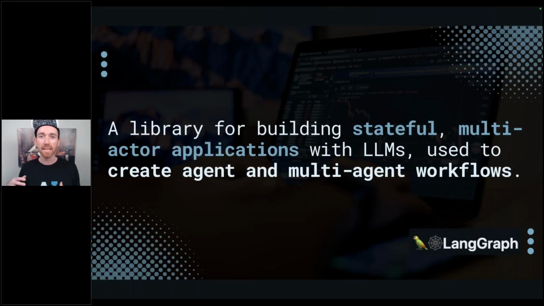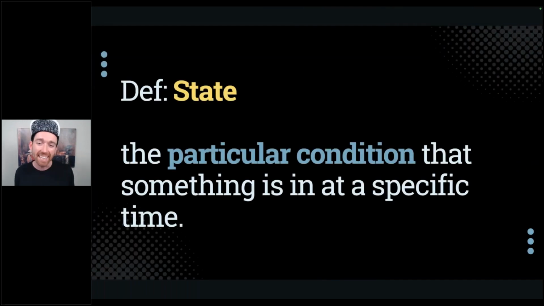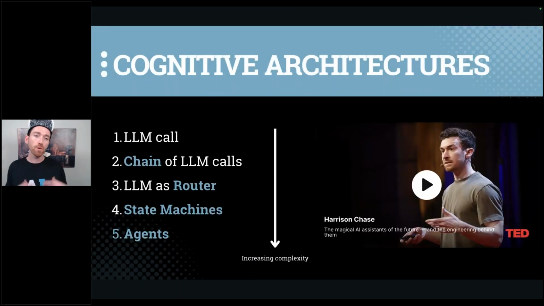LangGraph is simply a library for building stateful multi-actor applications with LLMs used to create agent and multi-agent workflows. Let's zoom in on a specific word here, stateful. This is really important because state, or the particular condition that something is in, is key to building complex application flows. There's a number of ways you can build applications in LangGraph.